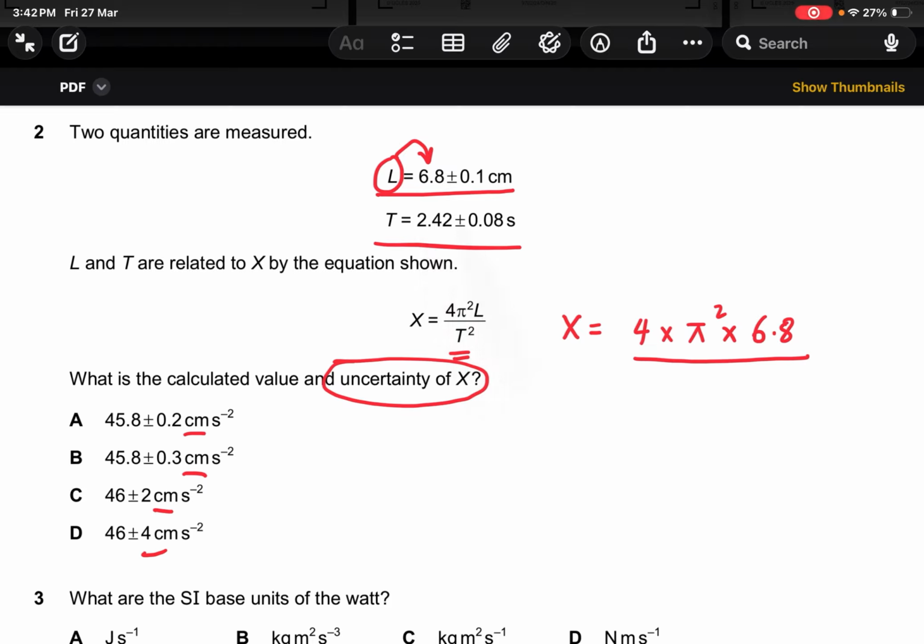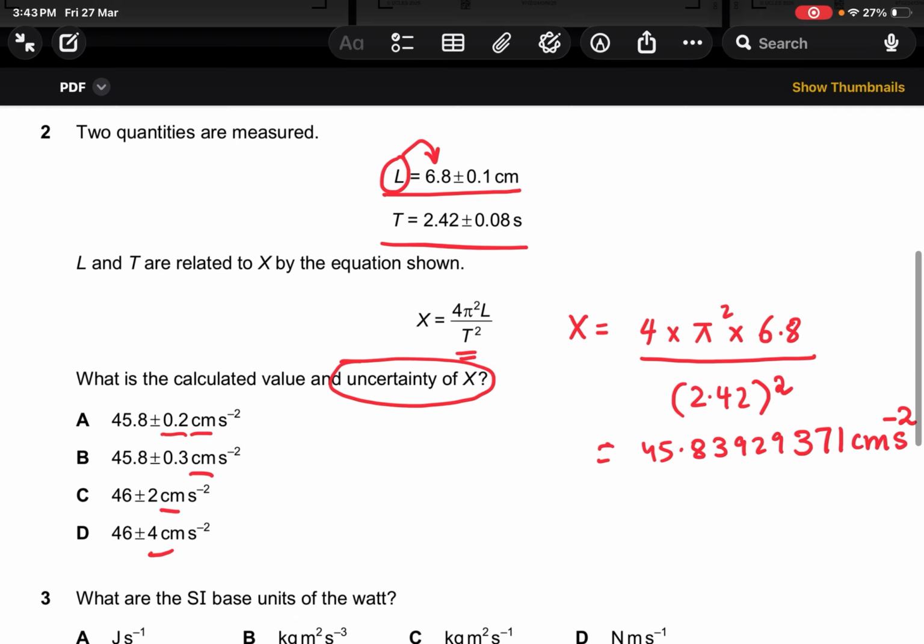Time is 2.42, and we square it. We put all these values into the calculator and let's see what we get. 4 into pi squared into 6.8 upon 2.42 squared. We get 45.83929371 centimeters per second squared.